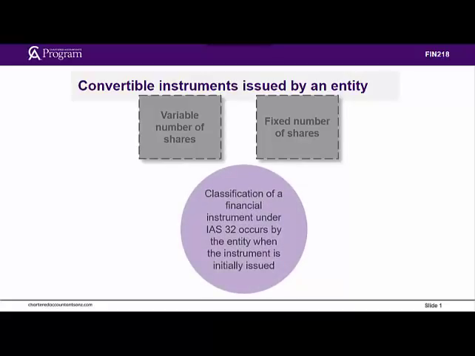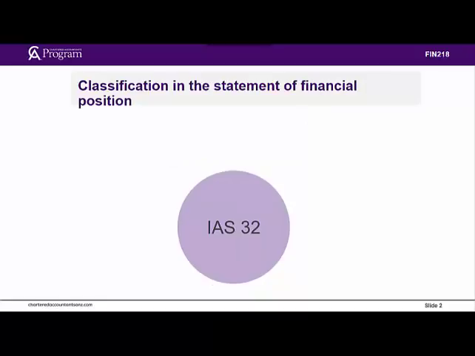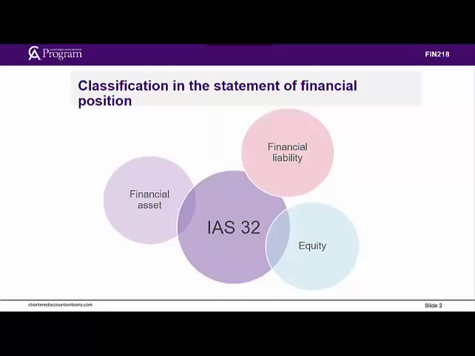IAS 32, Financial Instruments Presentation, requires the entity to classify the instrument when it is initially issued. Think of this as the day one classification. In the Statement of Financial Position, IAS 32 says that there are three classifications. Firstly, on the debit side, financial assets. Then over on the credit side of our balance sheet, we've got financial liabilities and equity. And the standard also says that sometimes a financial instrument can contain a bit of both. And this is what the standard calls a compound financial instrument.